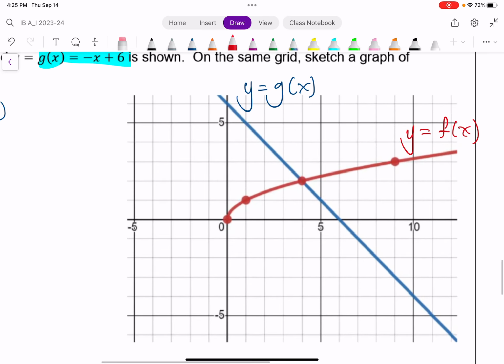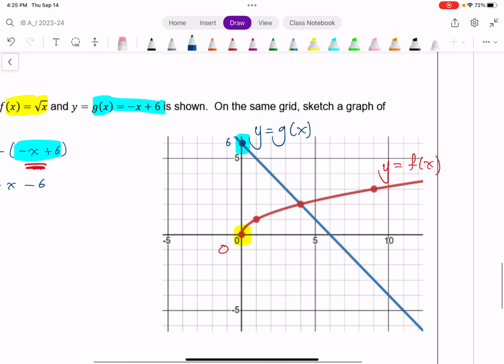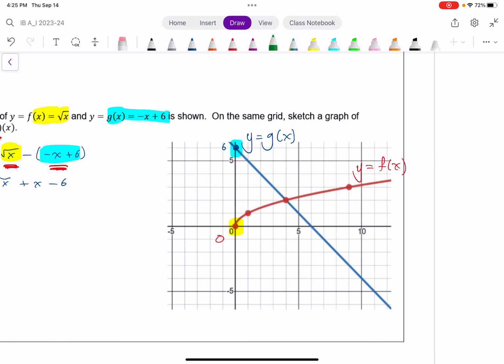So here's f in red, g in blue. If I look at f in red, the y-coordinate at the start is 0. At that same point, when x is 0, g of x is at 6. And so the y-coordinate of f minus g is going to be the same as 0 take away 6, which is negative 6. So I know, without even graphing anything, this combined function must start down here.